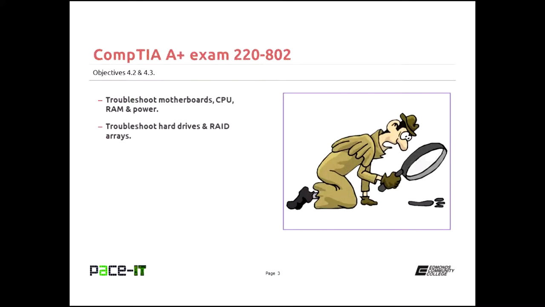So with that out of the way, let's first talk about what those exam objectives are that I'm going to be covering tonight. Objective 4.2 of the 220-802 exam talks about troubleshooting common problems with motherboards, CPUs, random access memory, and power. And exam objective 4.3 talks about troubleshooting common problems on hard drives and RAID arrays. I don't go into a whole lot of depth when I talk about these subjects, so if you have questions, go ahead and shoot them to me, and I will see if I can answer them.